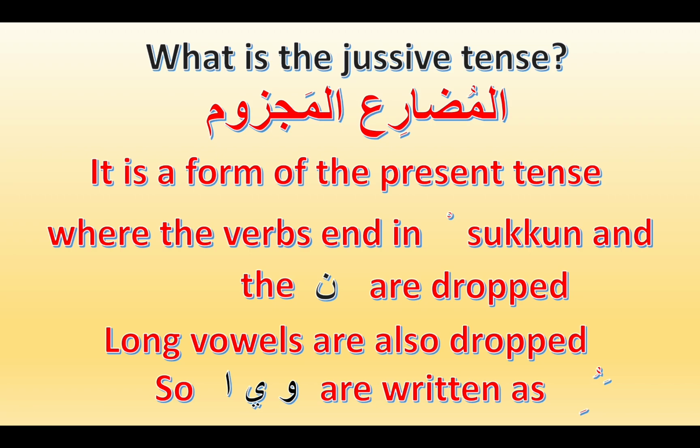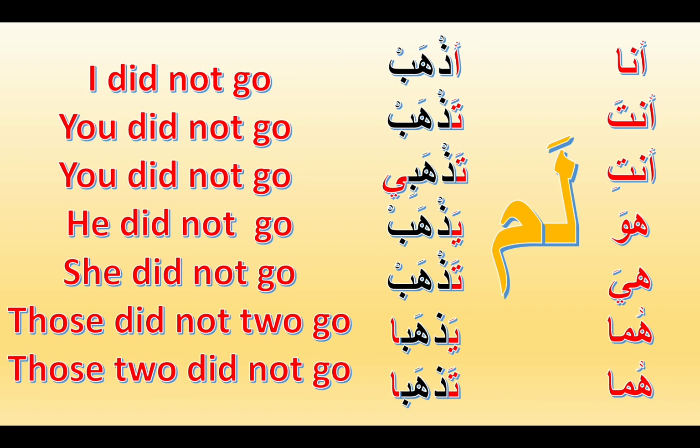Normally we're used to seeing verbs in the present tense in the nominative case, where the verbs end in dhamma, so ana adhabu, anta tadhabu. No, in the jussive tense they end in sukun. Let's see the conjugation, this will make it clearer. So to say I did not go, ana lam adhab, not ana lam dhahabtu or ana lam adhabu, ana lam adhab. So the verb always ends in sukun here.